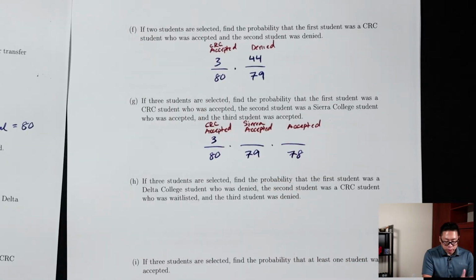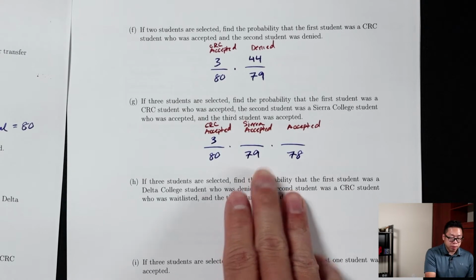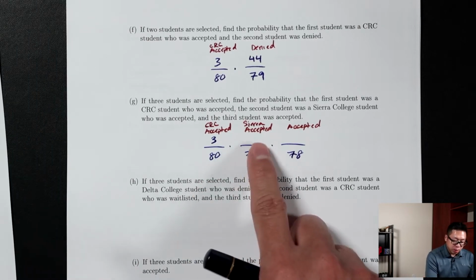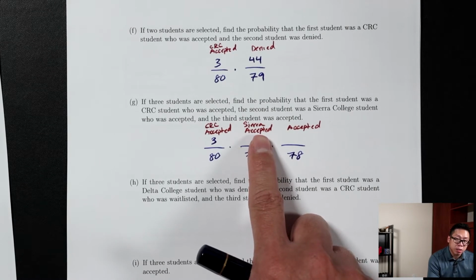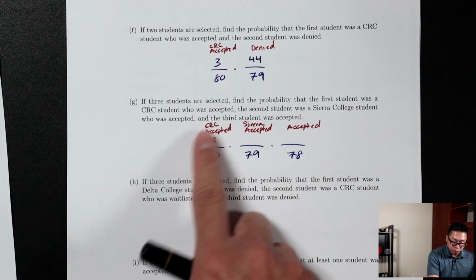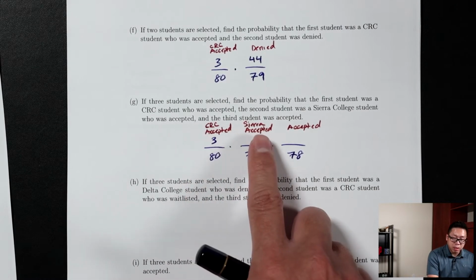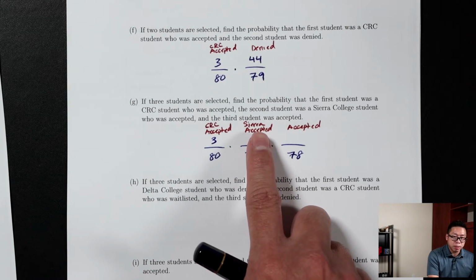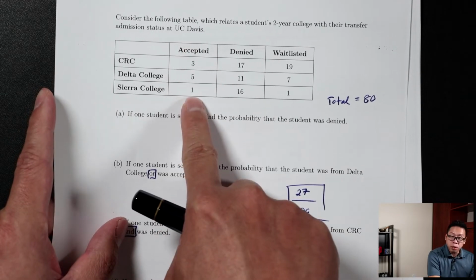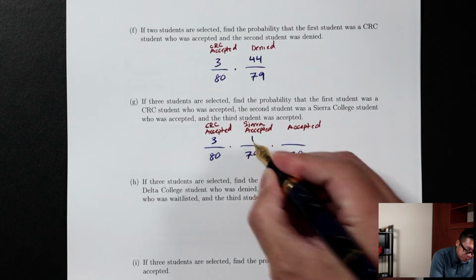So for anything after the first fraction, we have to ask ourselves, do we have to reduce? So for the second fraction, Sierra accepted. Have we used any Sierra accepted yet? No, right? The first one was a CRC accepted, so we have not used Sierra accepted yet. So we should have the full, we said, 1, so the full 1.